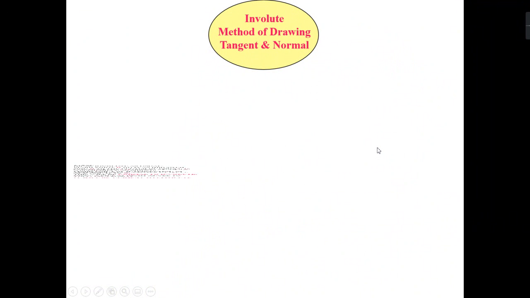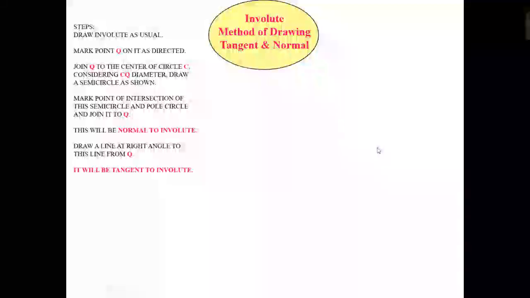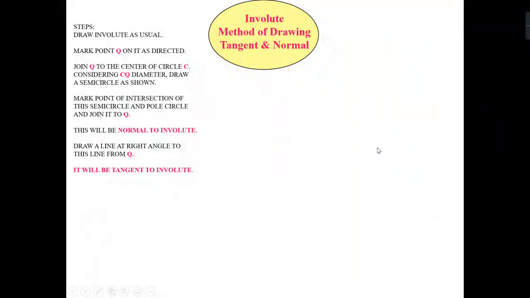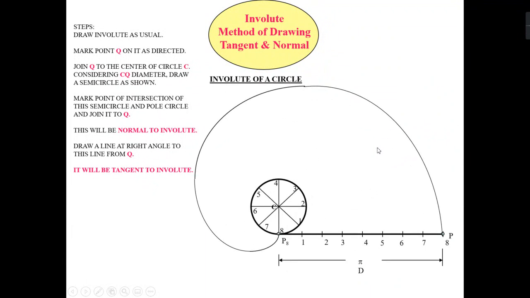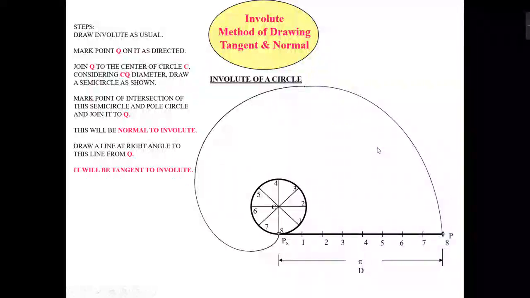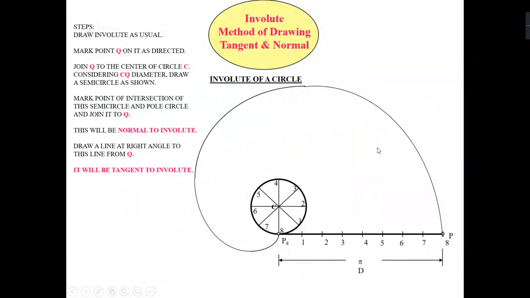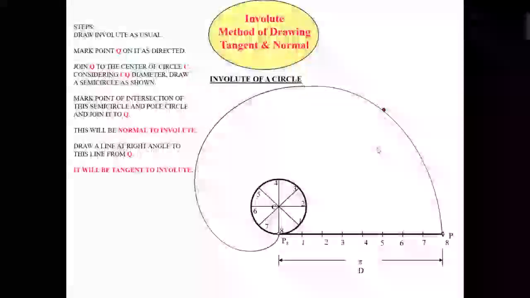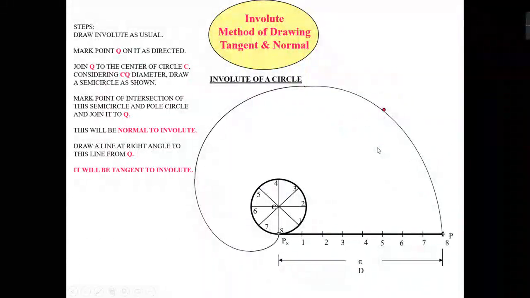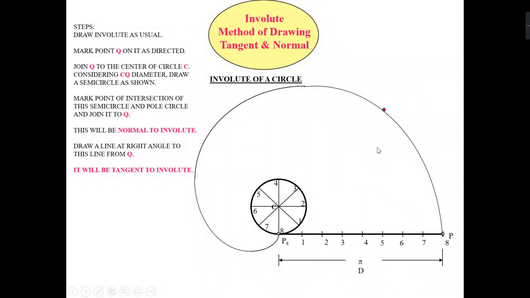So now, how will you draw the normal and tangent to the involute? Suppose we have already drawn the involute, and this is the point where you have to draw the tangent and normal. First of all, I will join this point with the center C like this. Then I will draw the semicircle.